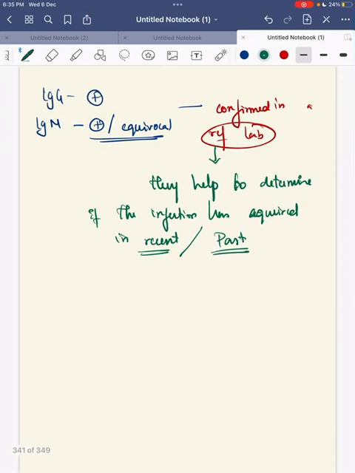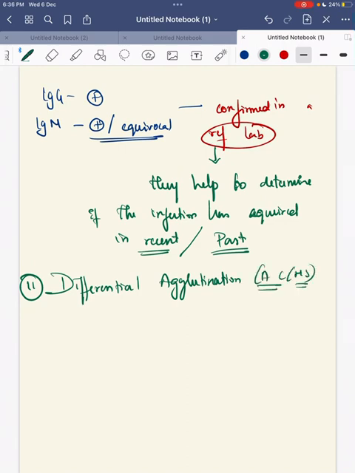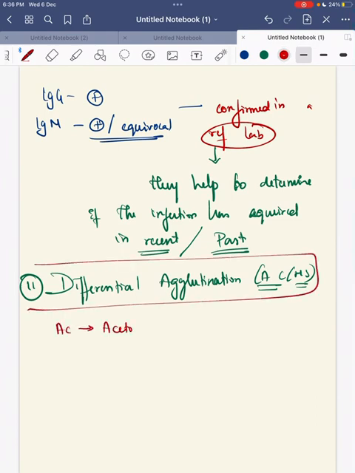Next, the second investigation is differential agglutination. In differential agglutination you have the AC and HS test. What do AC and HS stand for? AC stands for acetone fixed tachyzoids. The tachyzoids come in the life cycle of toxoplasma. And HS stands for formalin fixed tachyzoids. So how do you interpret their results?